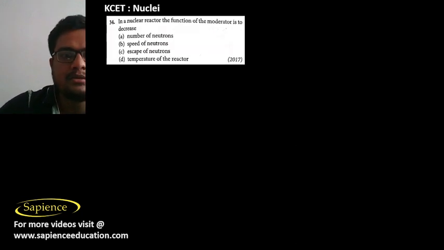In question number 34 it is told, in a nuclear reactor the function of the moderator is to decrease the speed of neutrons.